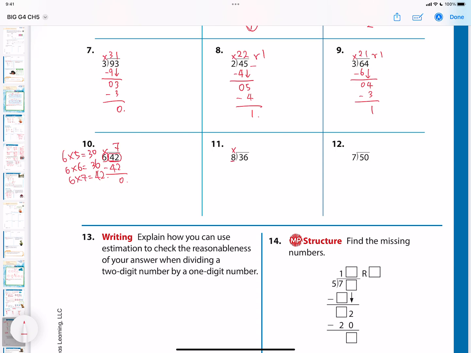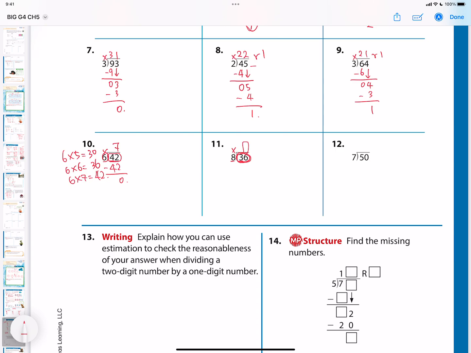8 cannot fit into 3, so we cannot work on the tens place only. So we need to move on to 2 digits together. At that time, since we are working on these 36 ones, we have to write our quotient on top of the ones place, okay? So don't get confused. 8 times what is closer to 36 but not greater than 36? Let's go ahead and find out.